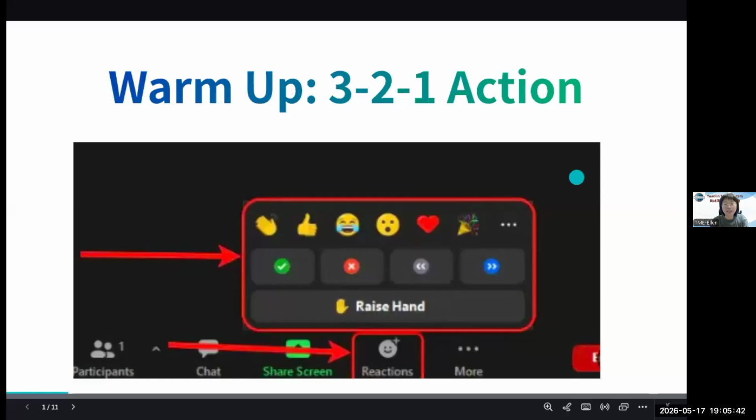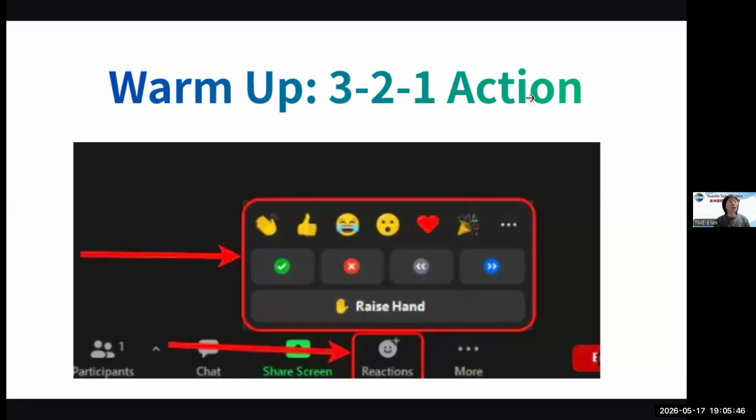Okay. Let me share my screen and I'll let you know what we'll be doing today. On the screen, we have the activity called 3, 2, 1, action. And what does it do? Number one, could we have a reaction from every single one of you? When I say 3, 2, 1, action, you have to choose an action and press it down. Are you ready?